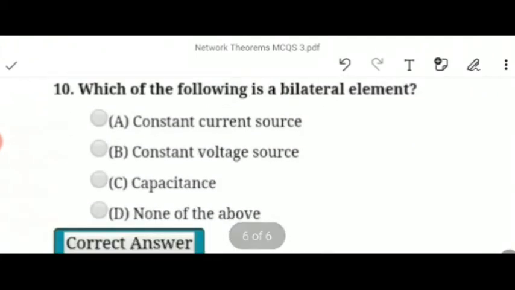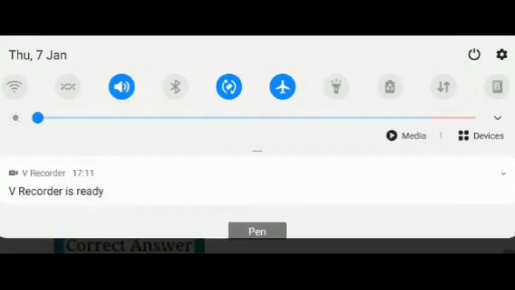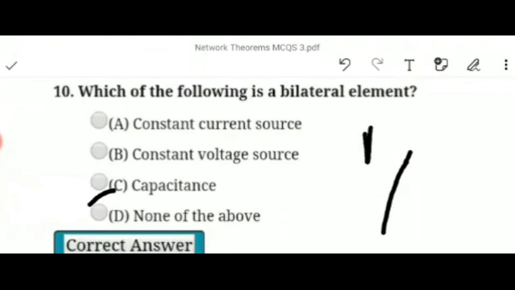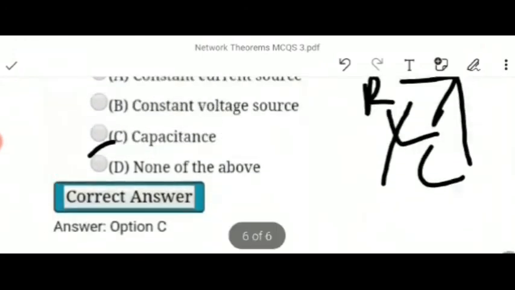Now in the 10th question, which of the following is a bilateral element? We should know that RLC, resistance, inductance and capacitance, are bilateral elements. So option C will be the correct answer. So here our 10 questions are completed.